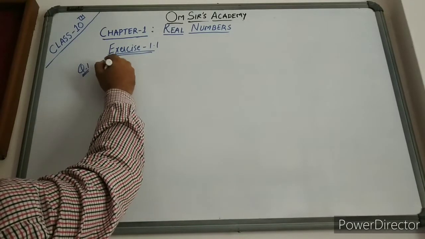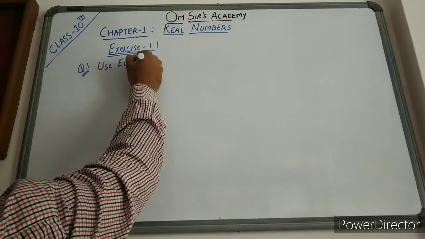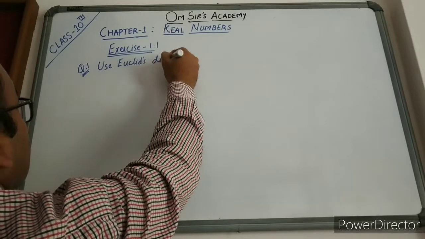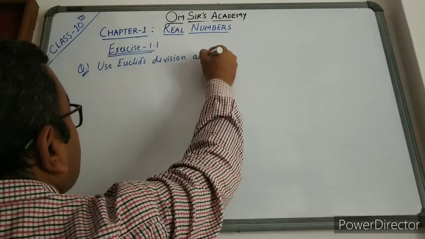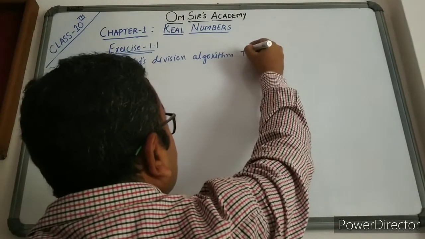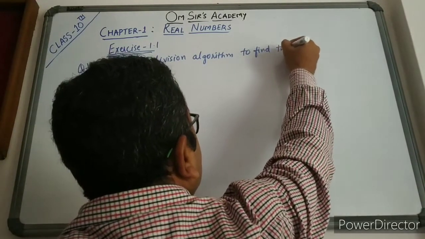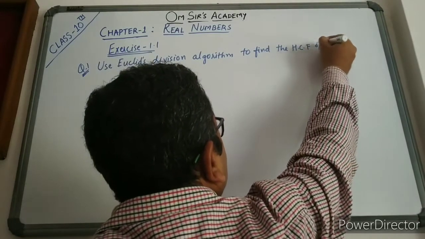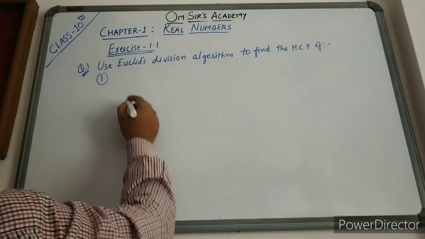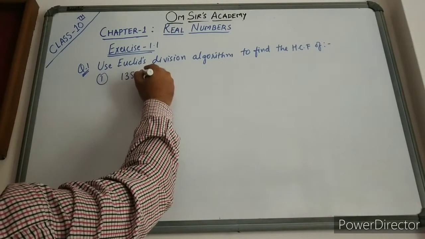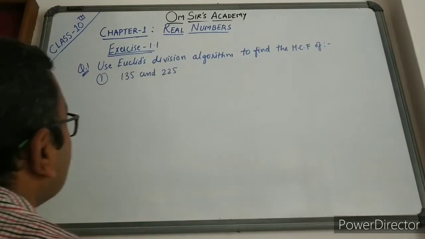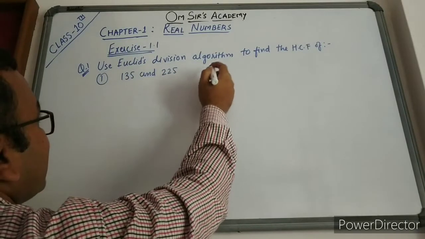First question is: use Euclid's division algorithm to find the HCF of 135 and 225. Is it clear? So how will we use Euclid's division algorithm?